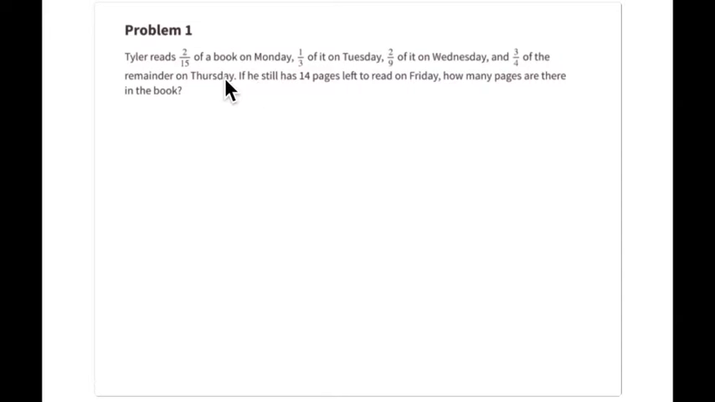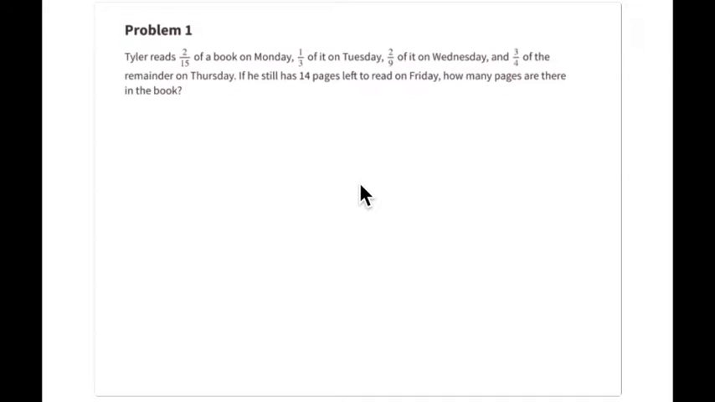And so on Monday, Tyler read 2/15 of the book. On Tuesday, he read 1/3 of the book. On Wednesday, he read 2/9 of the book. And then on Thursday, he read 3/4 of the remainder of the book. And then he still had 14 more pages to read on Friday. So you're supposed to figure out how many total pages are in the book.